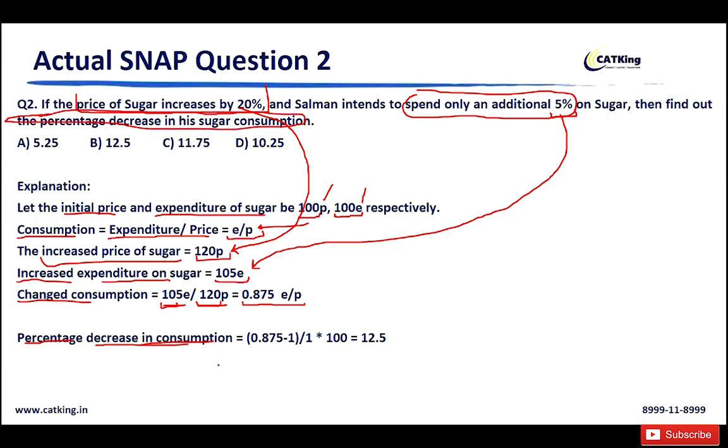Now in order to calculate this, the final consumption is 0.875. The earlier consumption was 1. That will be (0.875 minus 1) divided by 1 into 100. When I finally solve, I get the value as 12.5%. Therefore, the correct answer will be option B. The percentage decrease in his sugar consumption is 12.5%.